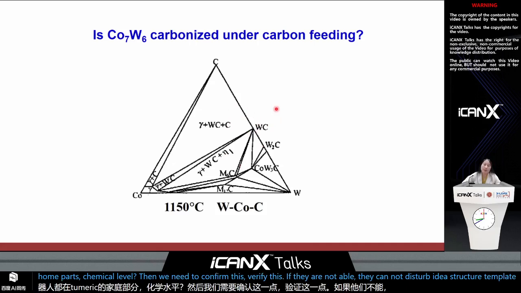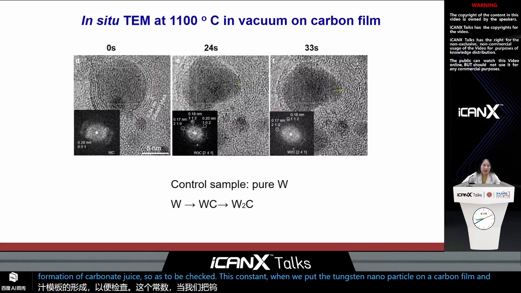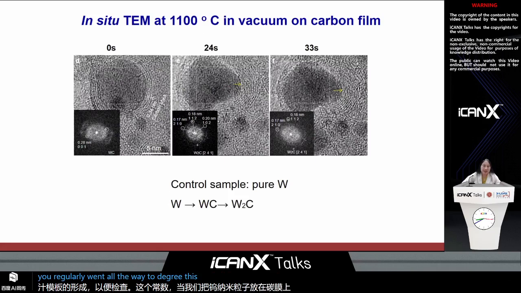First, we checked tungsten. When we put the tungsten nanoparticle on a carbon film and heat in vacuum at 1,100 degrees, this tungsten immediately transformed into tungsten carbide.